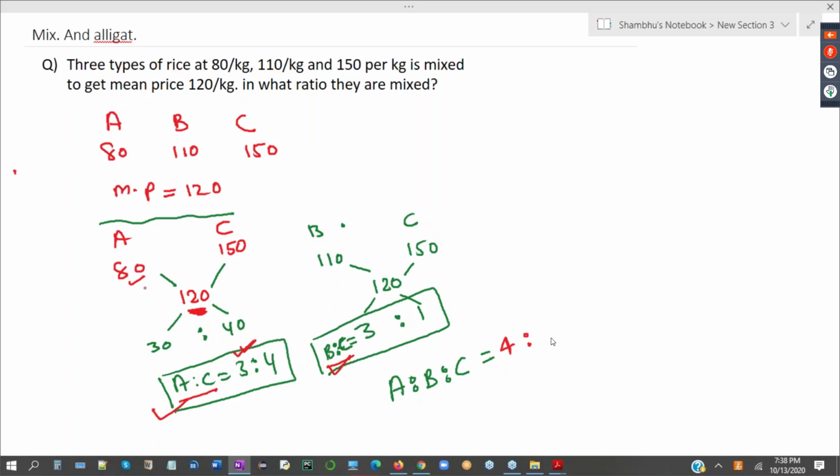When I'm explaining, you have to see that time. A is 3, correct. A is 3. Did you understand A and C and B and C, how it has come?